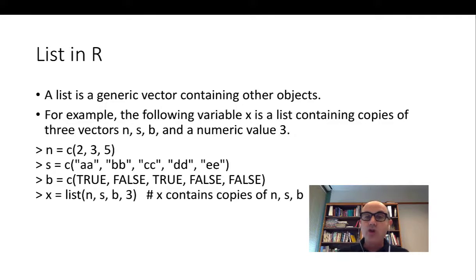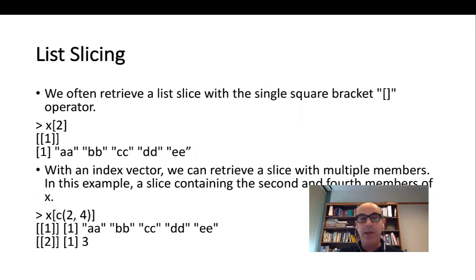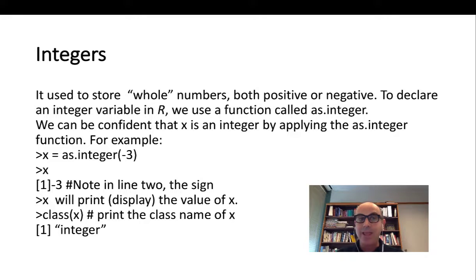A list in R is also very important. A list is a generic vector containing other objects. For example, the following X value is a list containing copies of 3 vectors, N, S, and B, and a numerical value of 3. So in this case, all those values are vectors or containers. Vector or container is almost the same meaning for me, and in this case I can add them together in order for you to have a list of all those containers, the N, the S, and the B. So again, I can display that, I can slice it and integrate that.